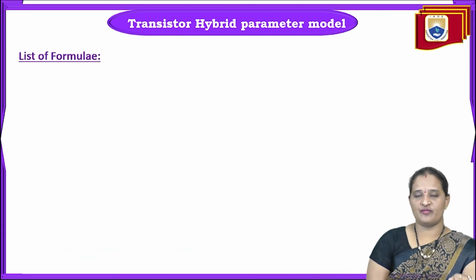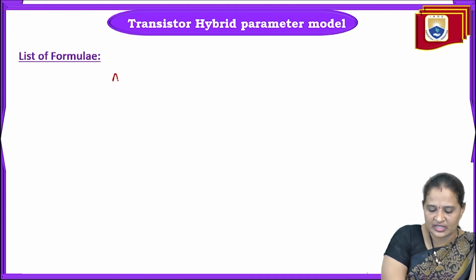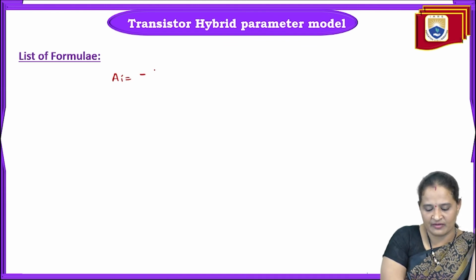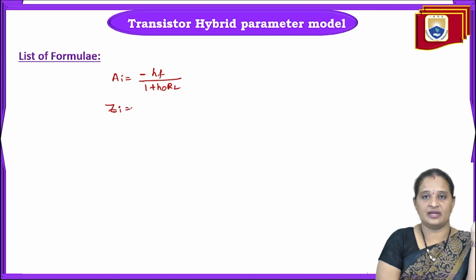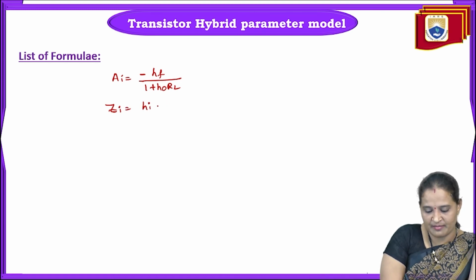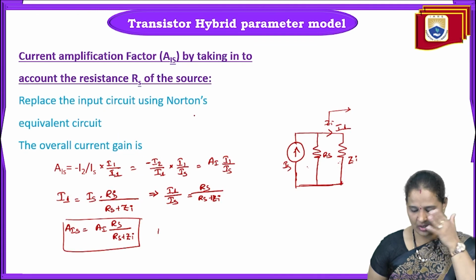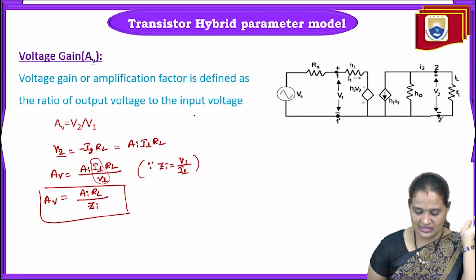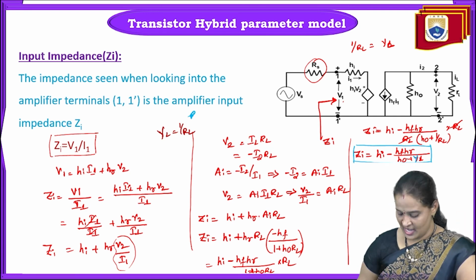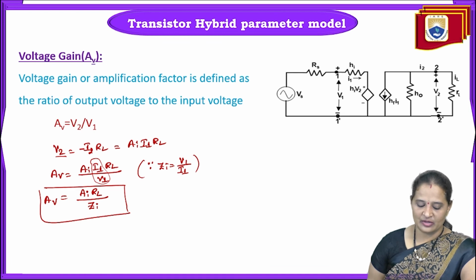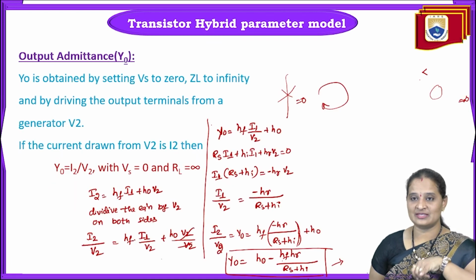Now a list of all the formulae which we have derived till now. What is the current gain? The first parameter we derived is the current gain, minus HF by 1 plus HO into RL. The next parameter, input impedance, equals HI minus HF HR divided by HO plus YL. Let's look at the formula of input impedance once more: HI minus HF HR by HO plus YL. And coming to the voltage gain, AV equals AI into RL by ZI.